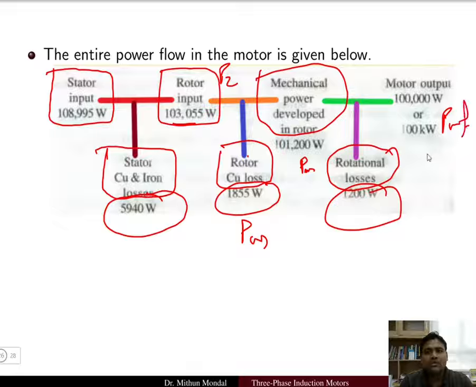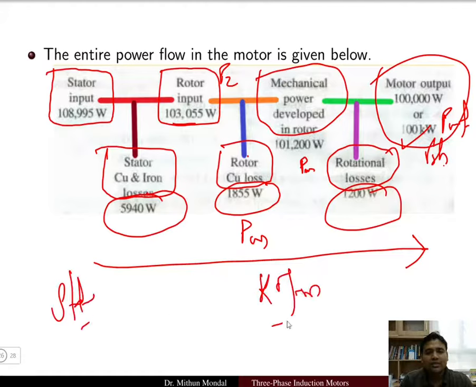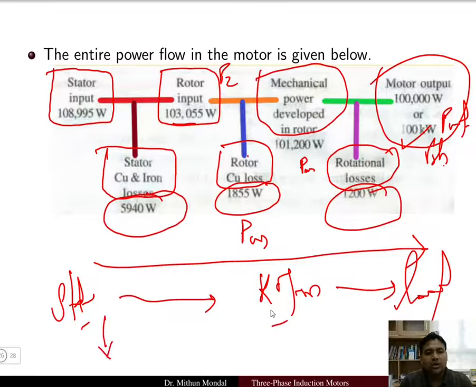output power, which is the shaft power. This is the actual power being used by the system, given by the motor. It is equal to 100 kilowatt. So we can see how the power flows from the input, that is the stator, to the rotor, and then to the load. So, stator to rotor power flow and rotor to load power flow, with different losses: stator copper loss, iron loss, rotor copper loss, and then the rotational losses, and then it goes to the load.